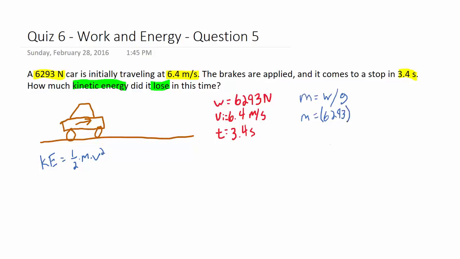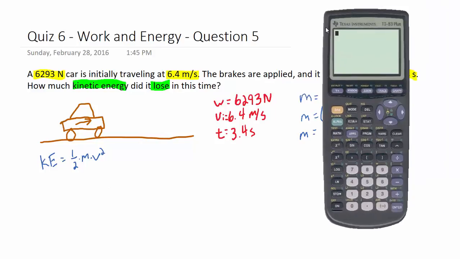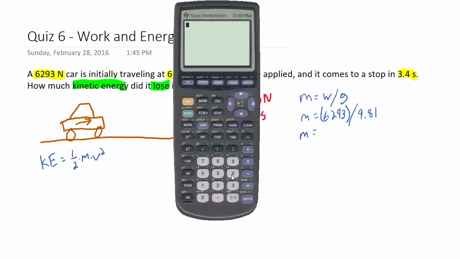So the mass equals 6,293 divided by 9.81, which gives us a mass of 641.49 kilograms.